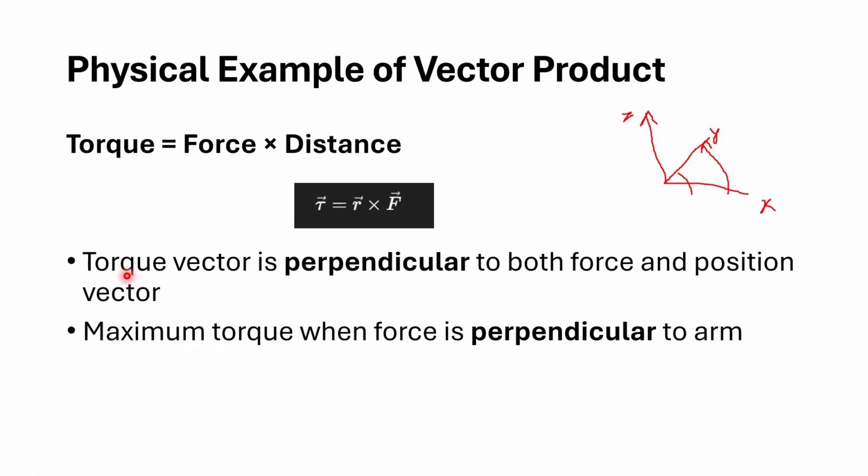The torque vector is perpendicular to both the force and position vector. Here we have, for example, a position vector and the force. For both of them, the perpendicular is in the z direction, and that z direction will be the torque. Maximum torque occurs when force is perpendicular to the arm. So these are the two arms, and if the force is totally perpendicular to the arm, the maximum torque will be given. So this was the physical example of the vector product. I hope you will understand it.